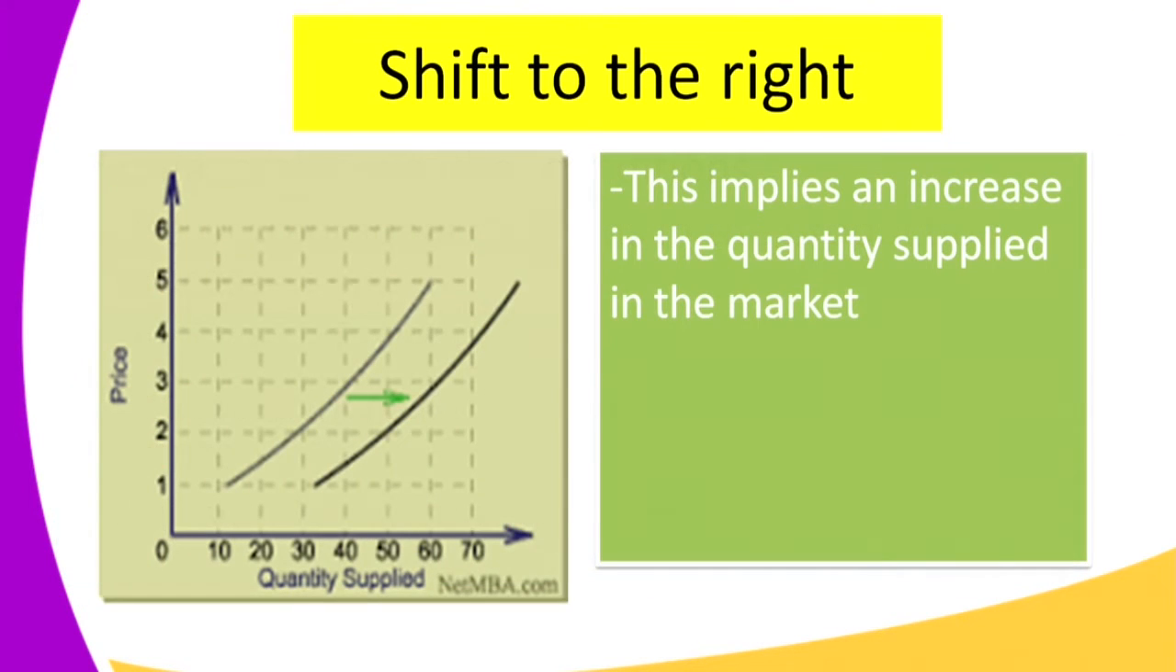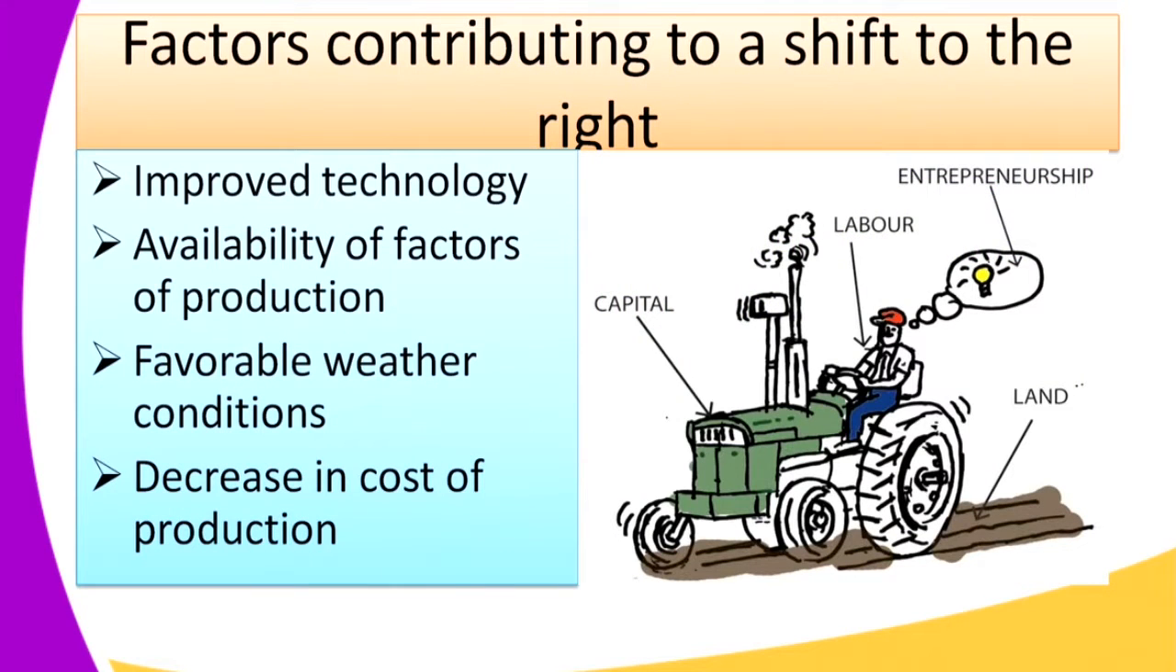Let's now look at the shift to the right. For this one you are supposed to note that this implies an increase in the quantity supplied in the market, as you can see illustrated on your screen. This is whereby the original supply curve shifts towards the right. Let's look at the factors that cause a shift to the right, and one of them is improved technology. When you use updated, up-to-date technology, you produce goods of high quality. People demand more of that good, and therefore you are supposed to supply more because the demand is high.